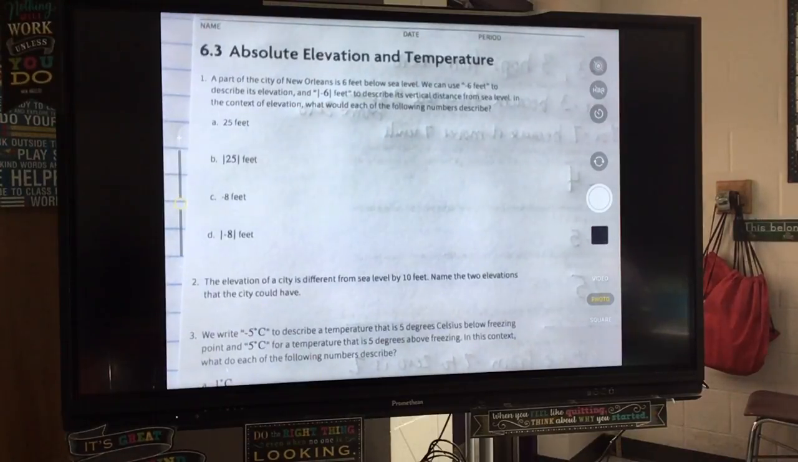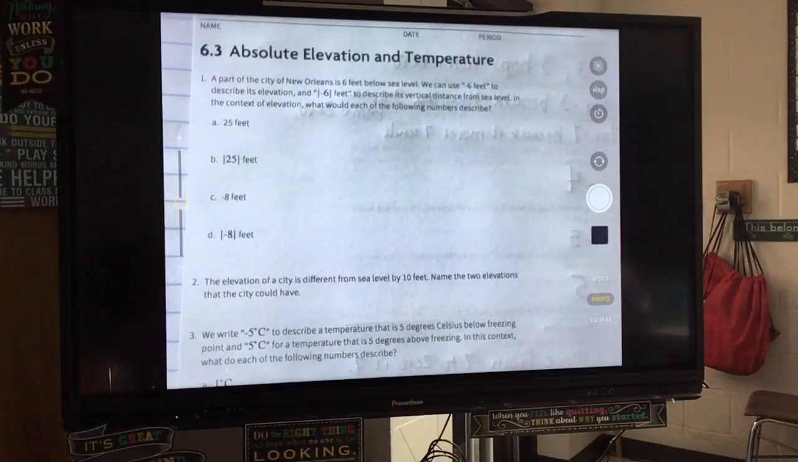Alright, so now we're talking about elevation and temperature. Remember, elevation is how high something is or how low something is. It says part of the city of New Orleans is 6 feet below sea level. We can use negative 6 feet to describe its elevation and the absolute value of negative 6 feet to describe its vertical distance from sea level. In the context of elevation, what would each of the following numbers describe? As a group, you are going to tell me what A, B, C, and D could all describe. Okay?